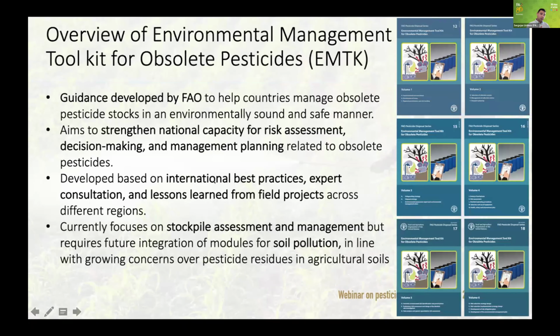So that's one of those toolkits on how to prepare to register your dossier for submission to local authorities if you're dealing with pesticides.